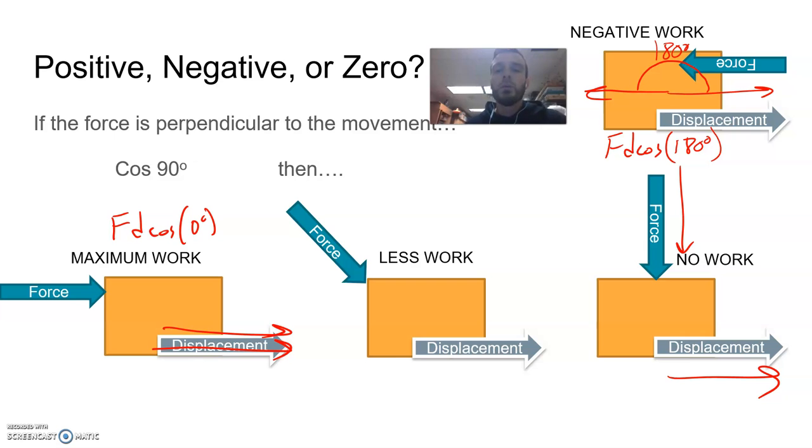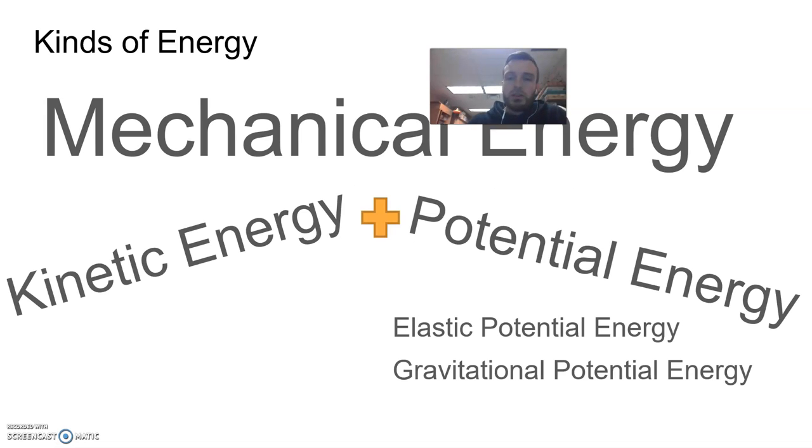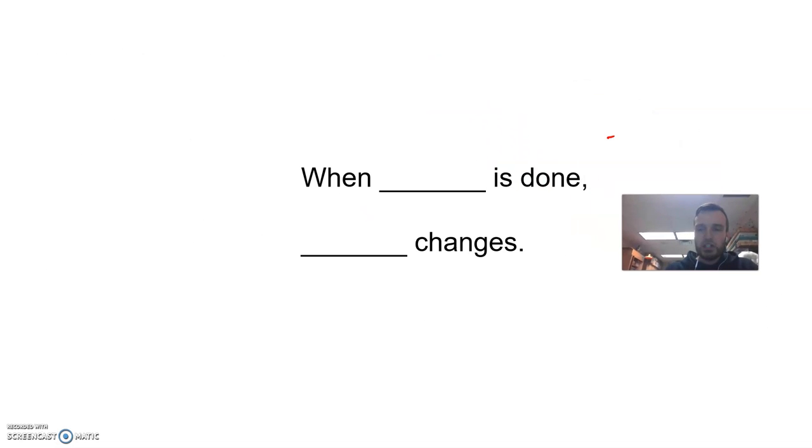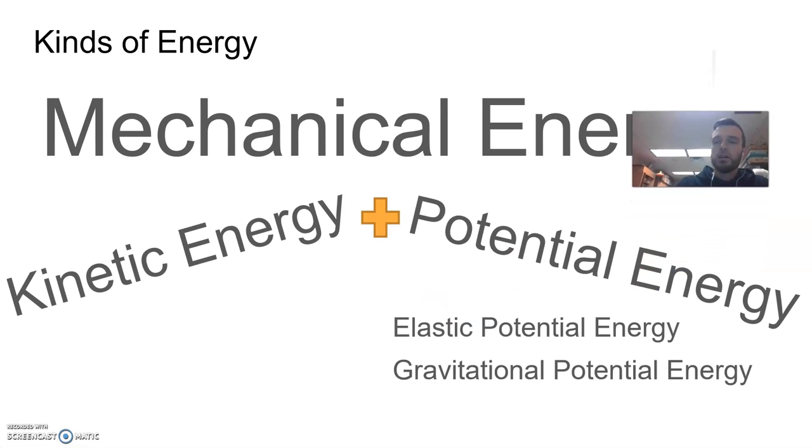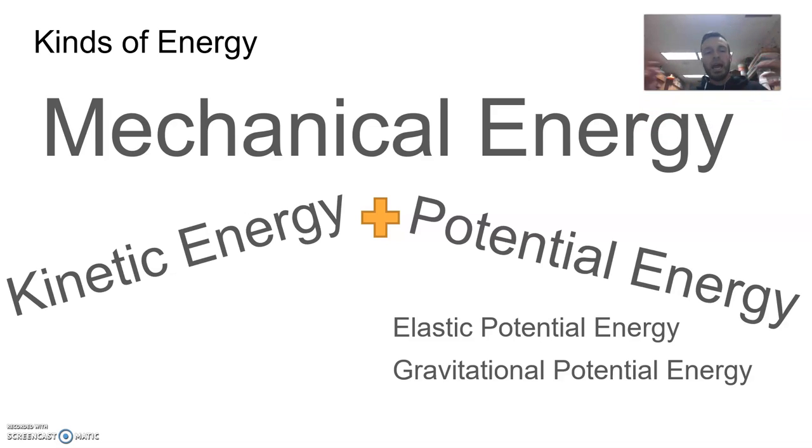And all that means is that we're taking energy out of the closed system that we've defined by some external force or work. So when work is done, energy changes. That's the big idea for the whole unit. When work is done, energy changes. What kinds of energy are we talking about? Well, if you see this term mechanical energy, there are two branches of mechanical energy, at least the main types that we focus on, and those are kinetic energy and potential energy.